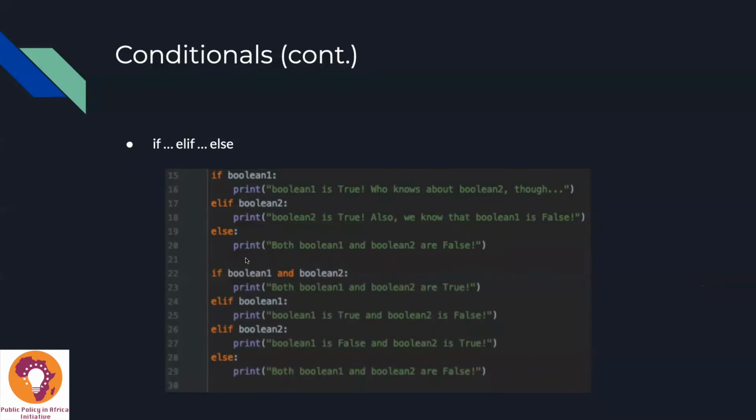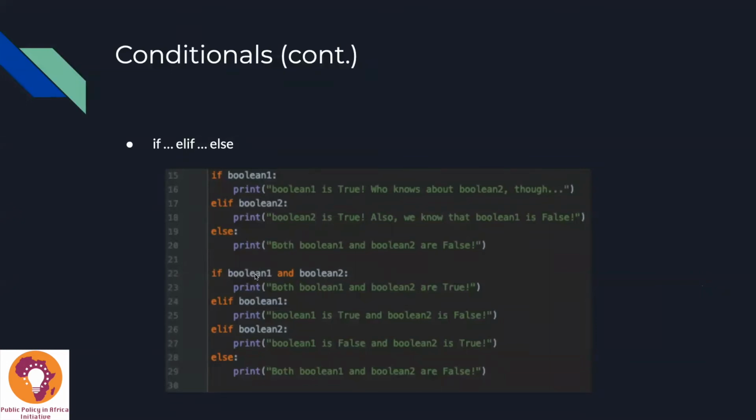We can also chain together multiple elif statements here. So up here, if boolean 1 is true, we don't know about boolean 2 at all. So say we do want to know about boolean 2 and we want to print something out in the case that boolean 1 and boolean 2 are both true.